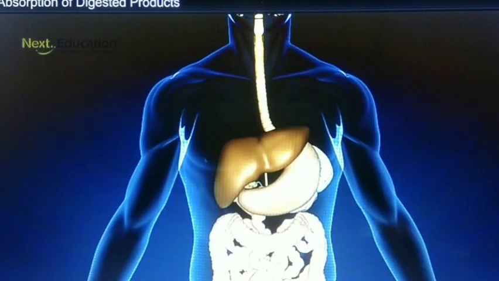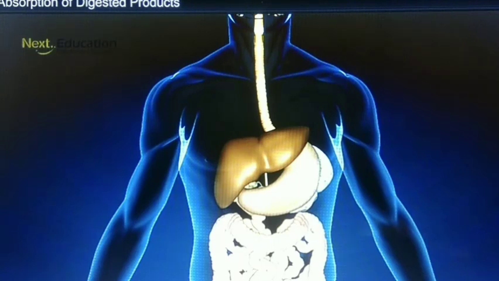Inside the alimentary canal, the complex substances are broken down into simpler ones. Then the process of absorption has to take place. Apart from the small intestine, in the mouth, stomach and large intestine also the process of absorption takes place.